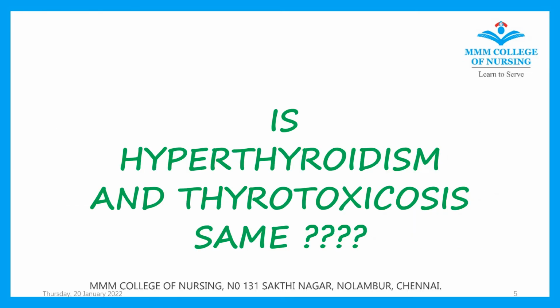When we study thyrotoxicosis, many have a query whether hyperthyroidism and thyrotoxicosis are the same. Actually, hyperthyroidism happens specifically when our thyroid gland both produces and releases excess hormone. It is otherwise called overactive thyroid.